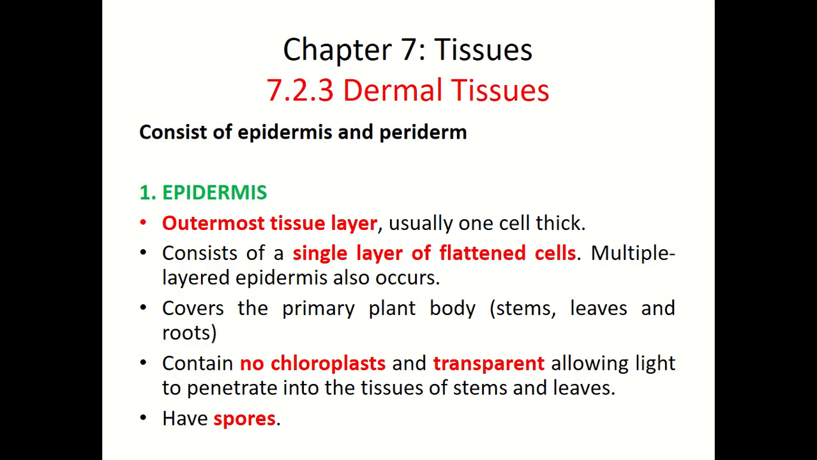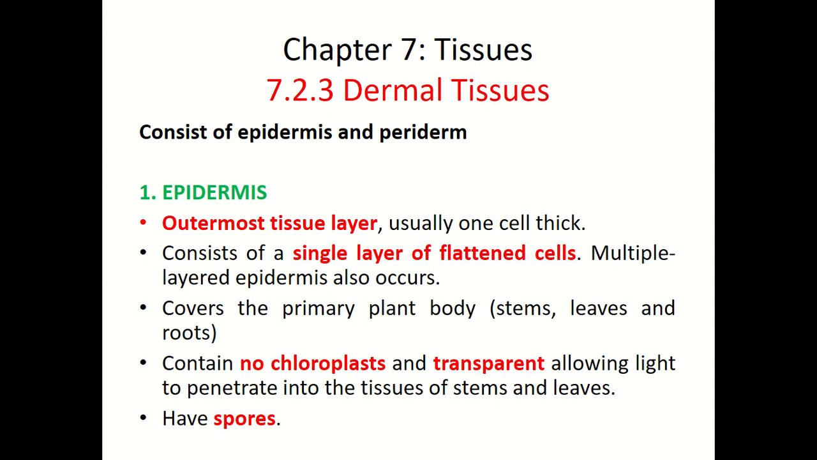So next is the dermal tissue of plants. Dermal tissue of plants consists of epidermis and periderm. The epidermis is the outermost tissue layer, usually one cell thick, and it consists of a single layer of flattened cells. Multiple layers of epidermis can also occur instead of a single layer. Its function is to cover the primary plant body, such as the stem, the leaves, and also the root.